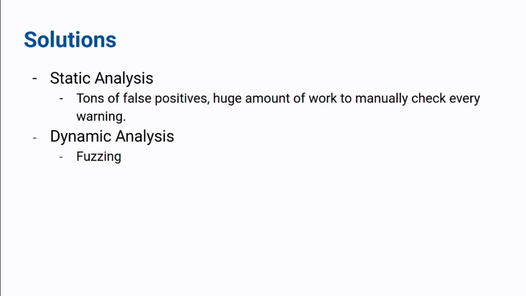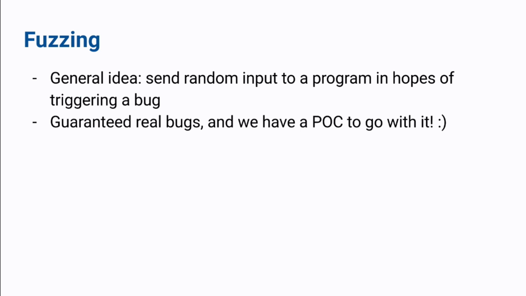The other alternative then is dynamic analysis, an example of which would be fuzzing. And if you can't guess from the title of our talk, that's what we went with: fuzzing. Very briefly, the general idea is you send random input into a program, and you hope you trigger a bug. The really nice thing about fuzzing is you're guaranteed to find real bugs, because if you're fuzzing a program and it crashes, obviously there's a bug there somewhere. What's more, depending on what you're fuzzing and what program you're using to fuzz it, more often than not you're also going to have a POC to go with it, steps to reproduce the problem you just triggered, which is very nice.